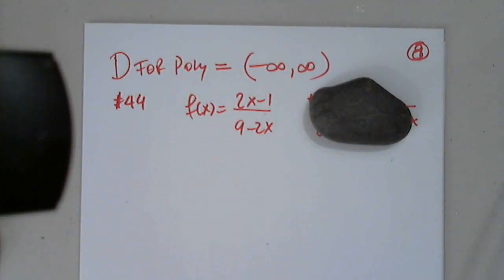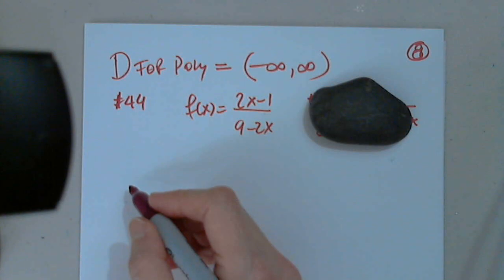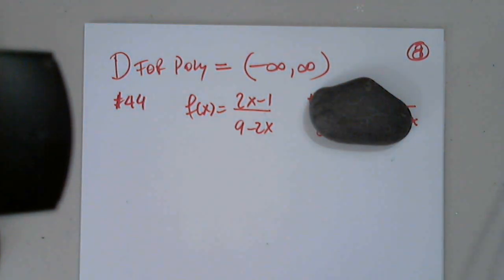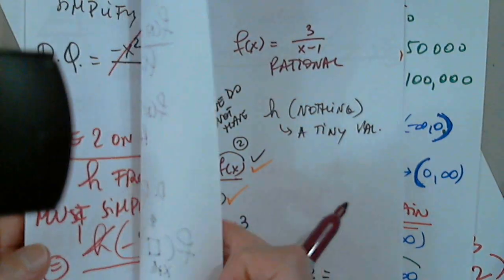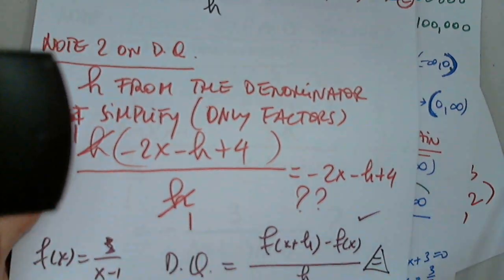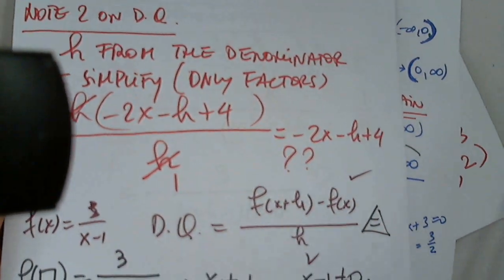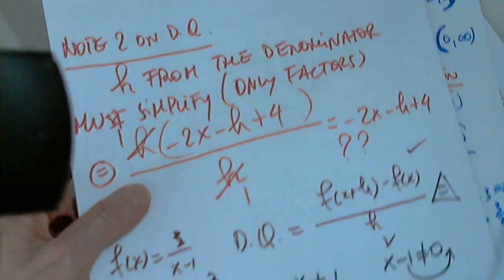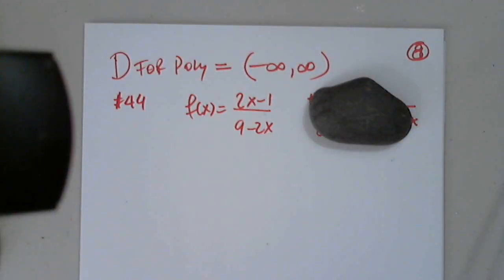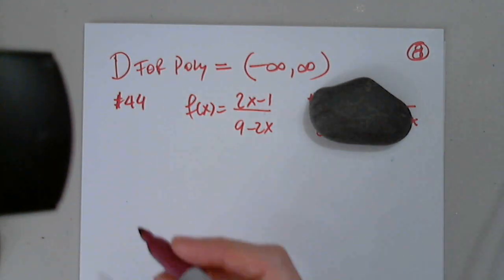For 44. What do I have to write? We did it already when we discussed the difference quotient. What did we do for this? What did we write? So what should I write?